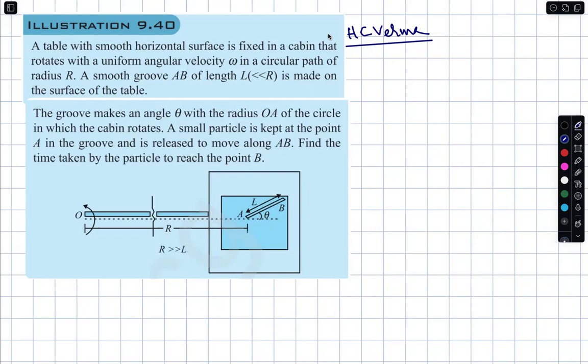The next two questions are really very good questions, actually. So I'll start. A table with a smooth horizontal surface is fixed in a cabin.